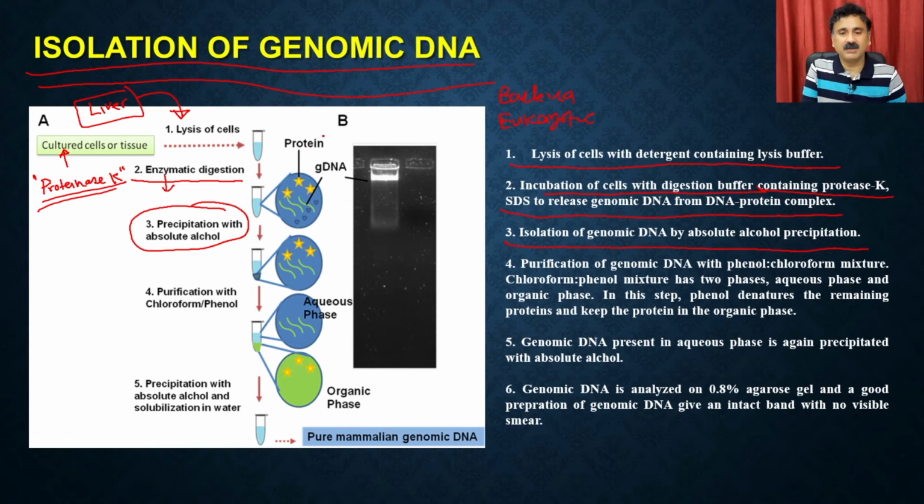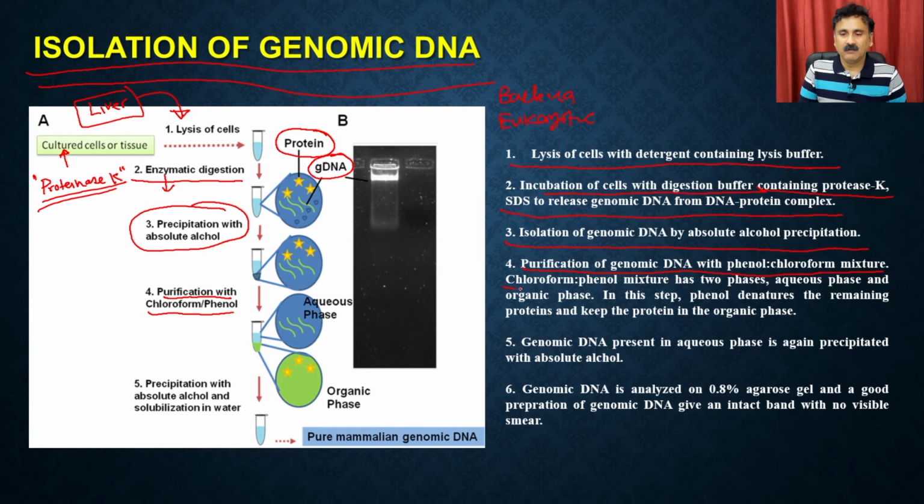So what contamination are you going to have? You are going to have contamination of the proteins, along with the genomic DNA. Now the next task is that we should remove the protein part, right? Because we want pure genomic DNA from the cell. So we are going to incubate that with the chloroform, phenol and isoamyl alcohol mixture. This is the purification of the genomic DNA with the phenol chloroform mixture.